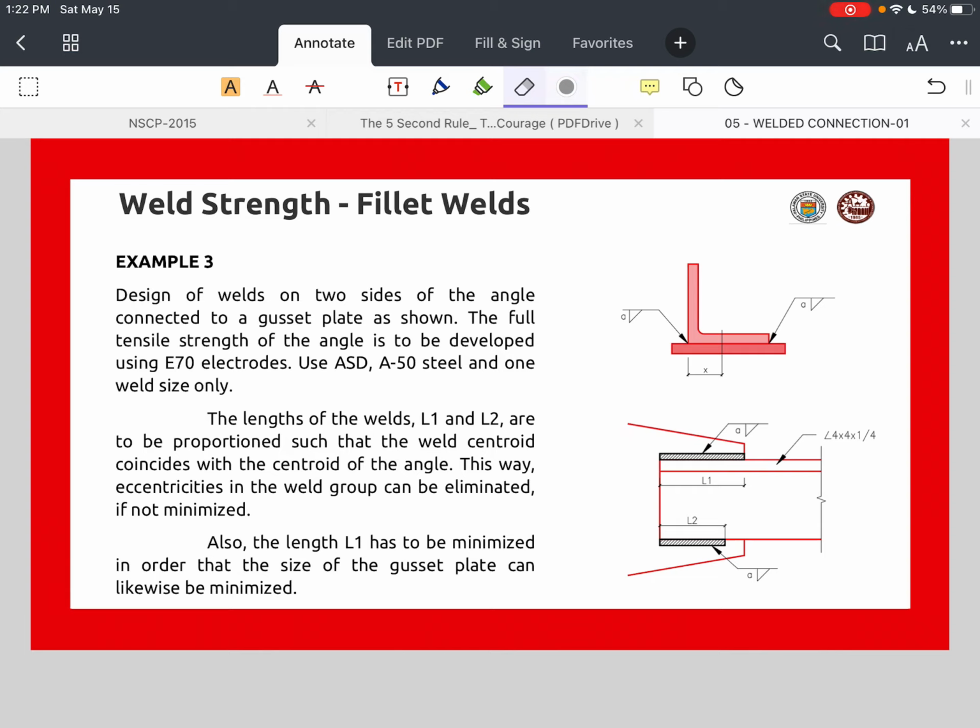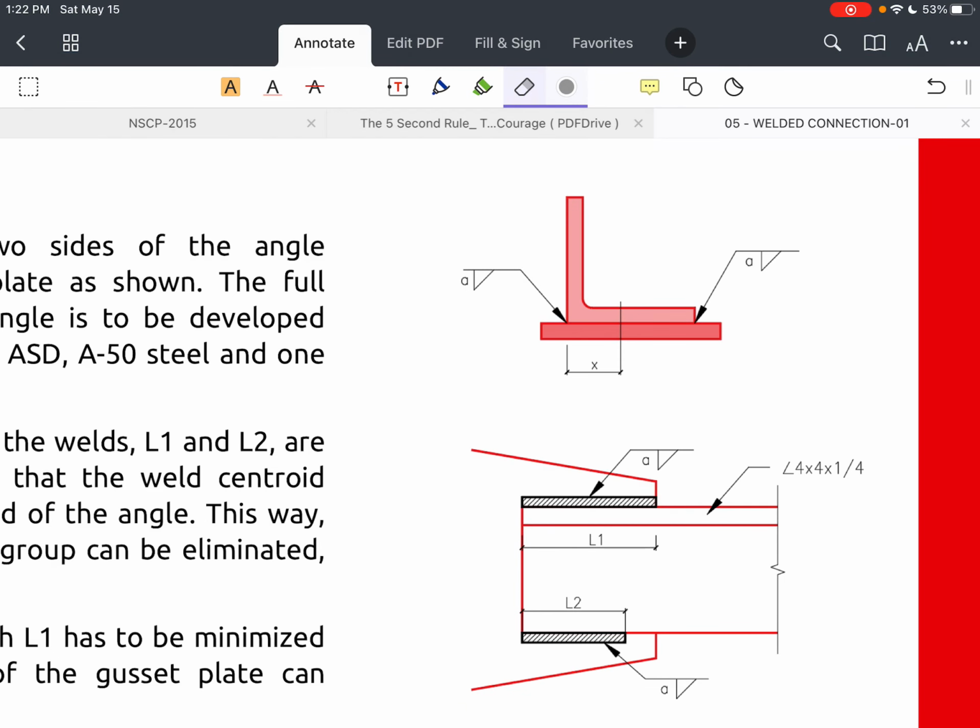The lengths of the welds L1 and L2 are to be proportioned such that the weld centroid coincides with the centroid of the angle. This way, eccentricities in the weld group can be eliminated, if not minimized. Also, the length L1 has to be minimized in order that the size of the gusset plate can likewise be minimized. Okay, so ito yung figure nung gusset plate natin na i-connect sa steel angle, which is yung L4 by 4 by 1/4. Okay?